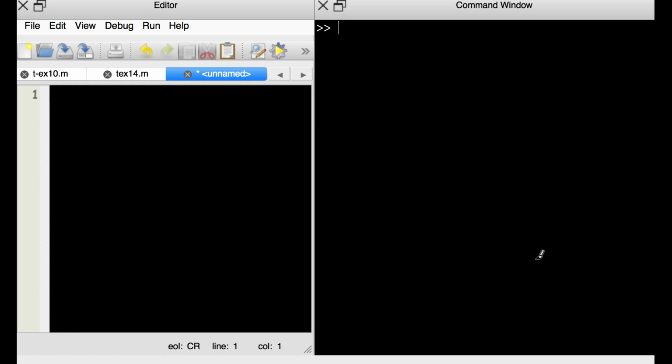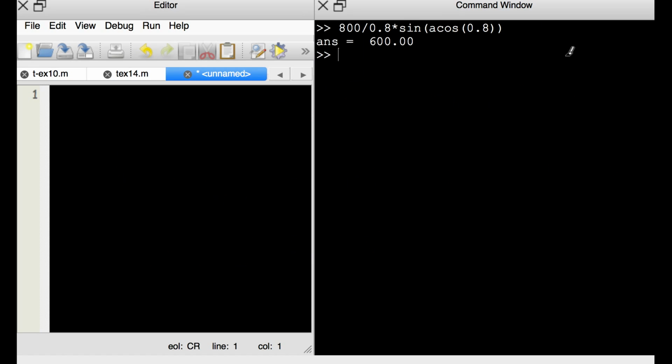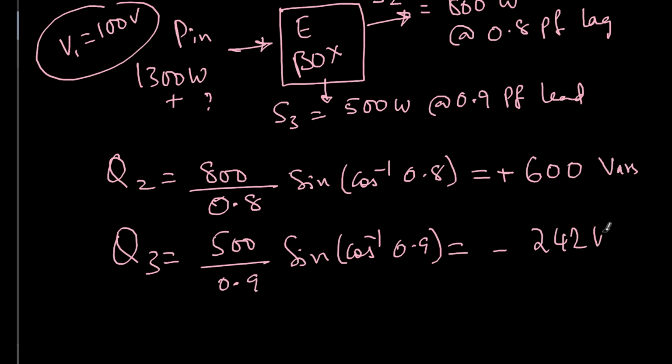So see here, 800 divided by 0.8, multiplied by sine of cos inverse of 0.8. I'm getting 600. So the load connected at terminal 2 requires 600 volt-amperes reactive. What about the requirement of Q3? Here this is 500 divided by 0.9 times sine of cos inverse of 0.9. So 242.16, or minus 242.